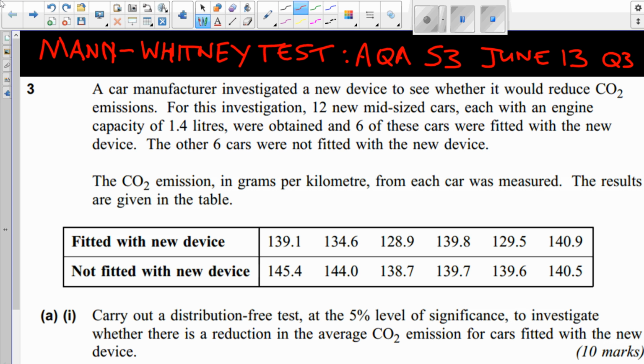test. It's a Mann-Whitney test demonstration using AQA S3 June 2013 paper question 3. So let's work through the question and see what it's asking us. A car manufacturer investigates a new device to see whether it would reduce CO2 emissions.